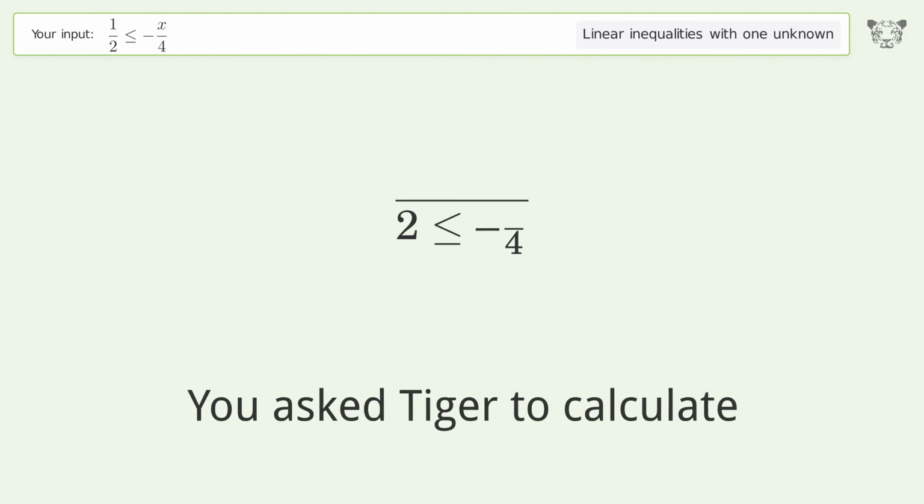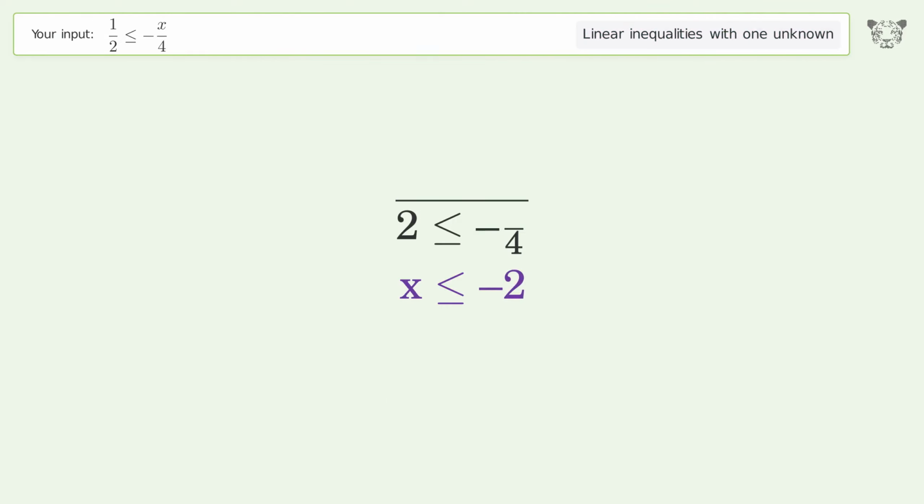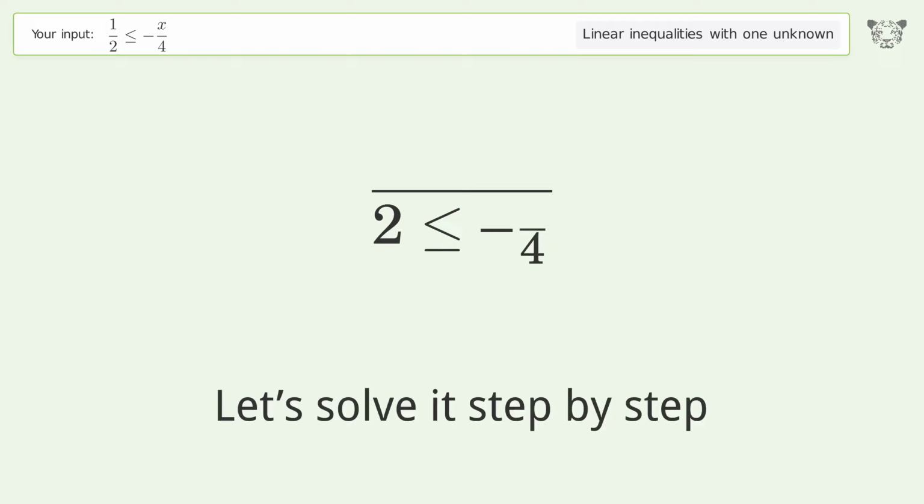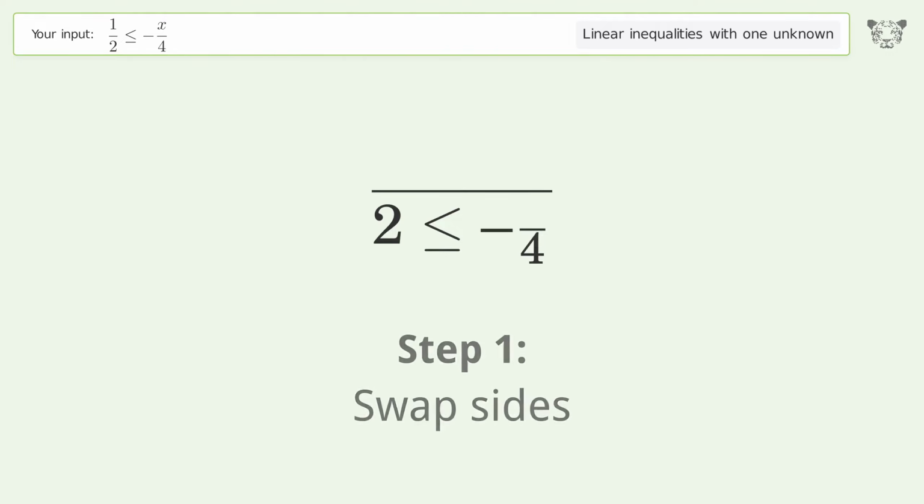You ask Tiger to calculate. This deals with linear inequalities with one unknown. The final result is x equal or smaller than -2. Let's solve it step by step. Swap sides.